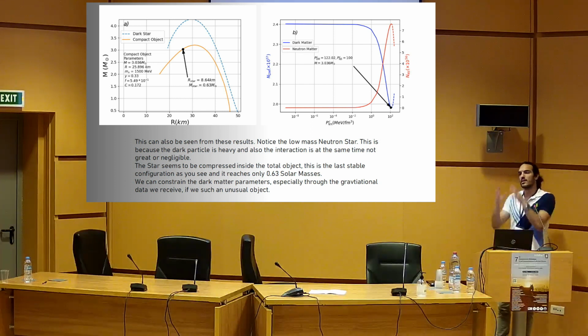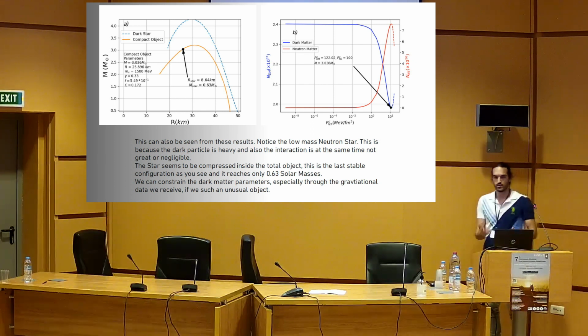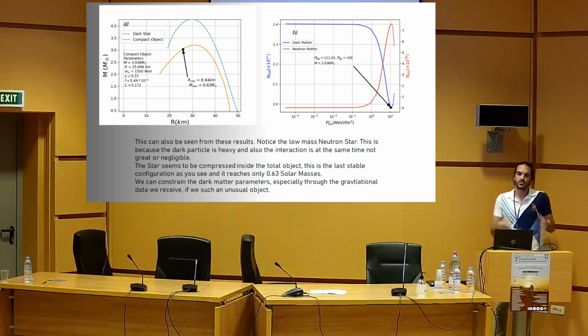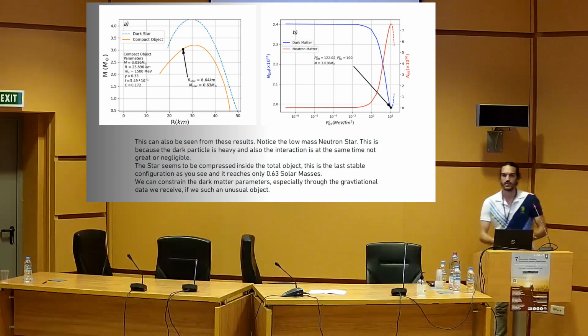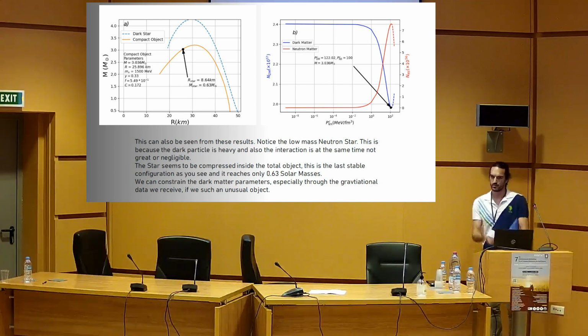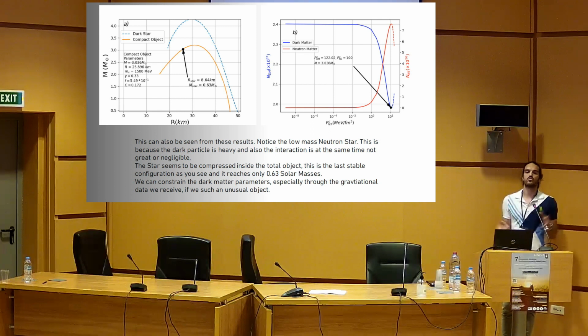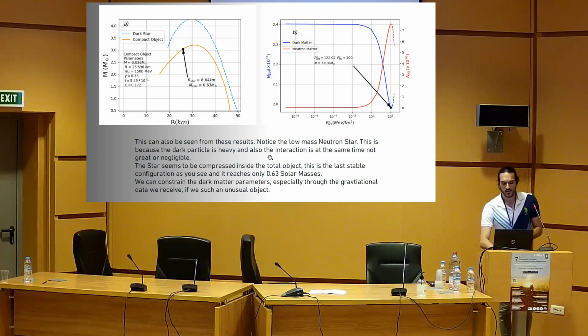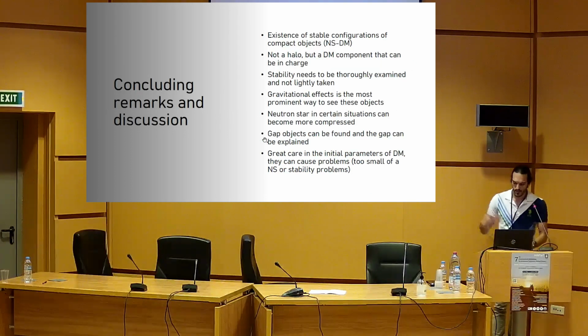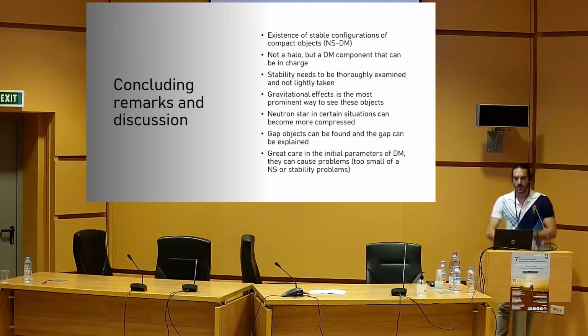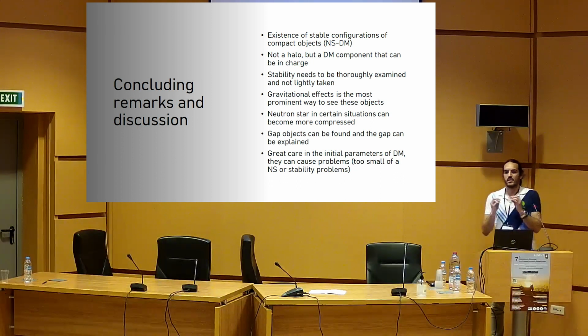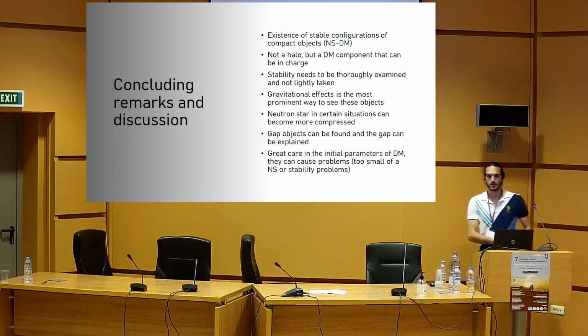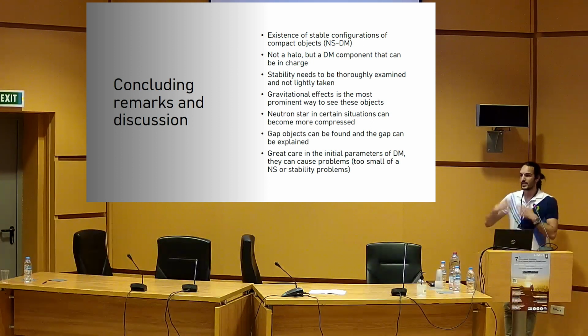So we have to be extra careful on how we can obtain this information. If we see an abnormal neutron star, we can in fact constrain, let's say, the dark matter particle mass and the interaction, or the correlation between those two. So we can pose constraints on the dark matter parameters, and we have to be extra careful on how to interpret these results. So, concluding, we proved that these configurations of compact objects with dark matter and neutron star admixture really can exist in the universe.